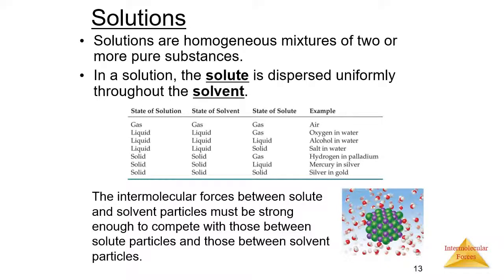So we've already said that solutions are homogeneous mixtures of two or more pure substances, and in a solution you need a solute and a solvent. Here are some examples of different solutions and the state of the solvent and the state of the solute. The intermolecular forces between the solute and the solvent particles must be strong enough to compete with those between solute particles and between solvent particles.